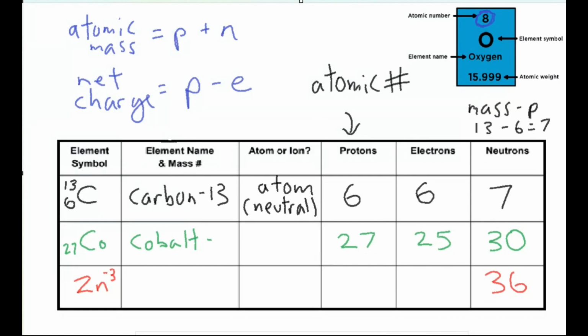Now, we do know that the protons and electrons are not equal to each other, so we know for sure it's an ion. And it is a positively charged ion because there are more protons than there are electrons. So we would call that a cation. All right, now for the mass, we're going to take the protons plus the neutrons, which is 27 plus 30, and that is going to be 57.